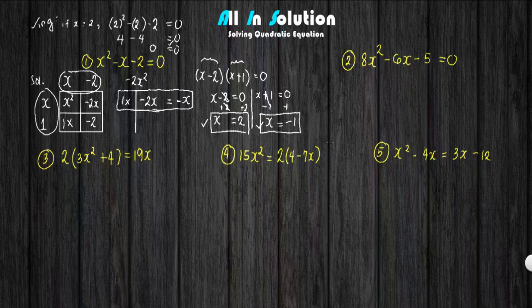Now, let's move on to the next example. Ayan, so ang next example natin ay 8x squared minus 6x minus 5 equals 0. Okay, so dito naman, ang gagawin natin dyan, since our a is greater than 1, no? So, ganun pa rin. I-apply pa rin natin ang box method natin. So, let me draw a box once again dito sa ating solution.